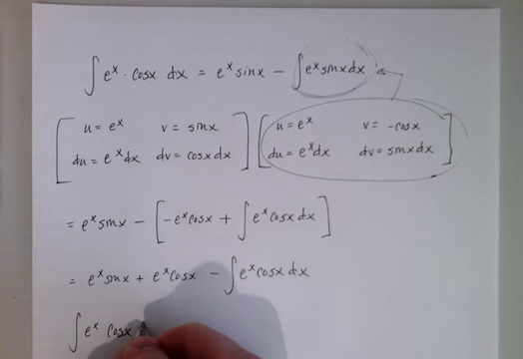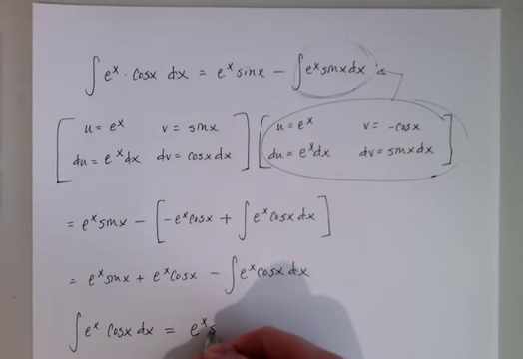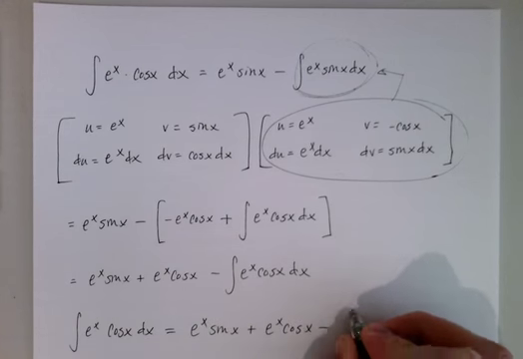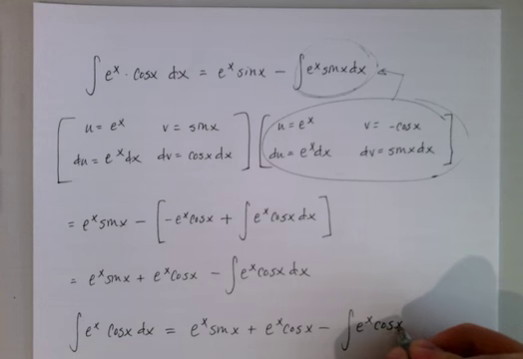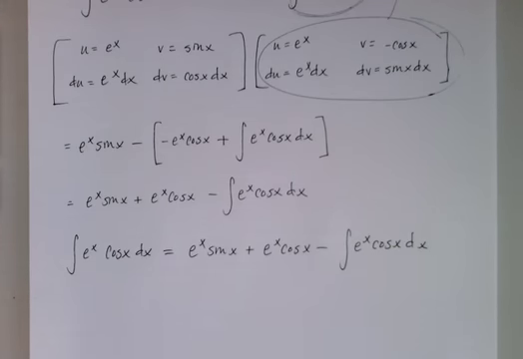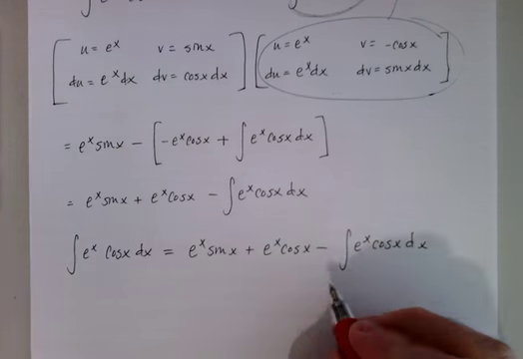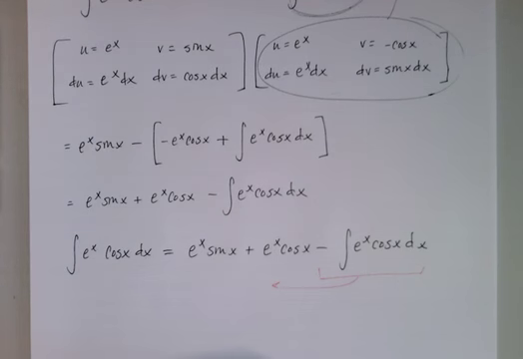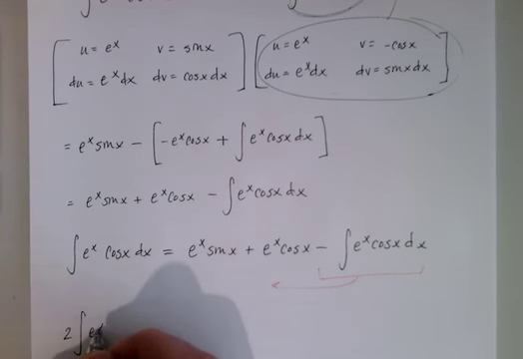The original integral is equal to e to the x sine x plus e to the x cosine x minus the integral of e to the x cosine x dx. Wait a minute. Can I just collect like terms and ship that over to the other side? Oh my gosh, I can. Wouldn't that just be neat? So I have 2 times the integral of e to the x cosine x dx equal to e to the x sine x plus e to the x cosine x. Let's tack on a c value right there.